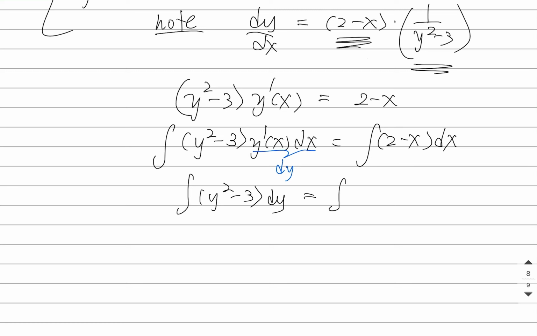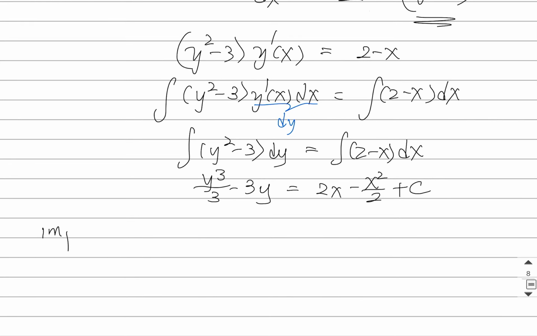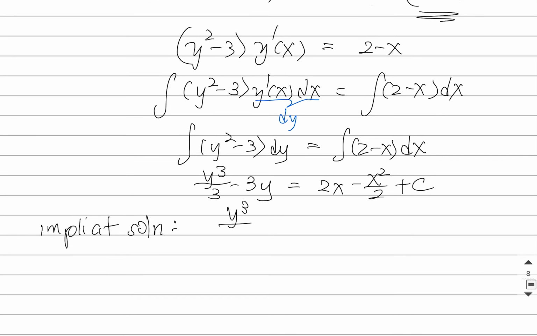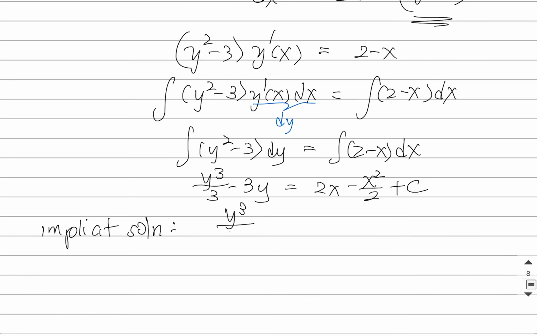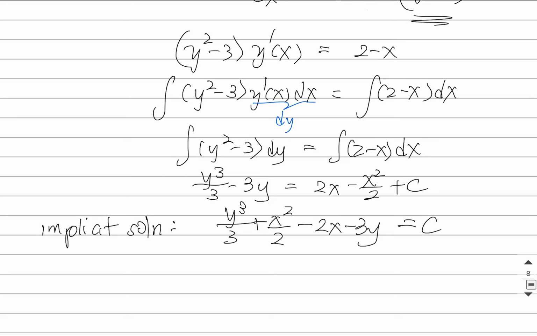When we do this, what we're going to end up with is a solution. y cubed over 3 minus 3y is 2x minus x squared over 2 plus a constant. The constant needs to be there. This is going to end up being our implicit solution. We're going to group together all the terms with x and y. We'll have y cubed over 3 plus x squared over 2 minus 2x minus 3y equals this constant.